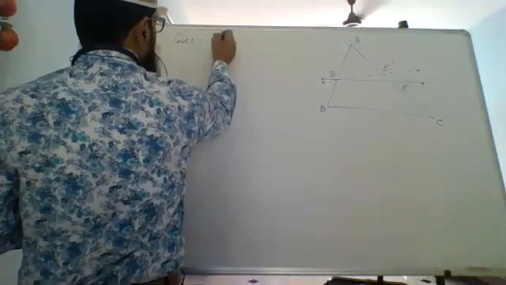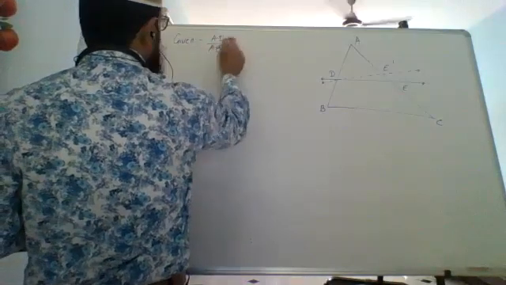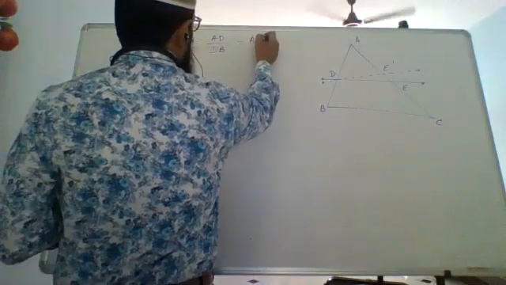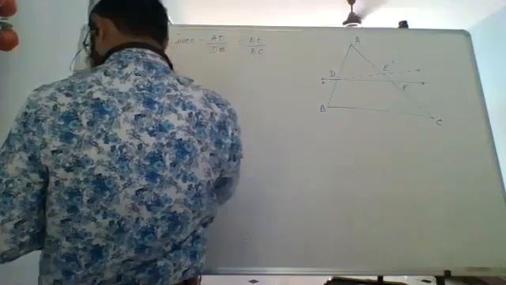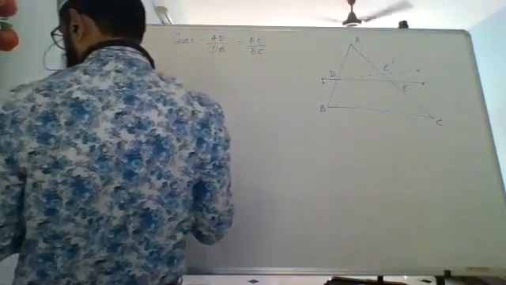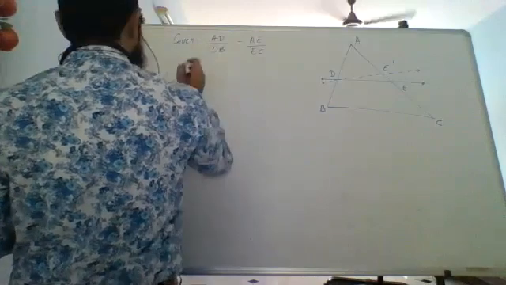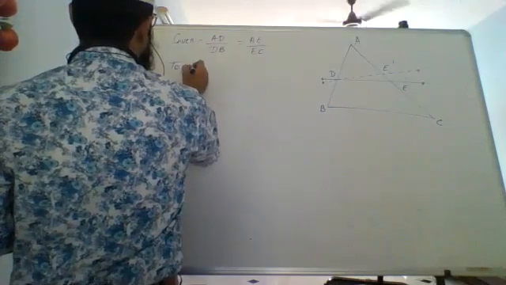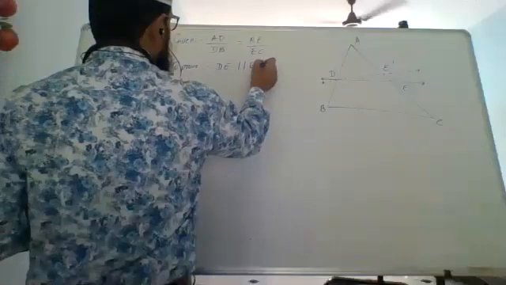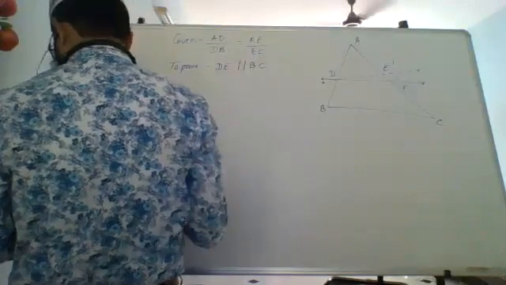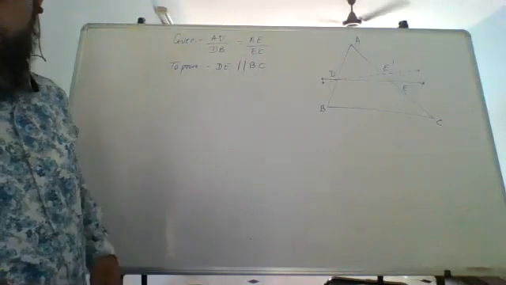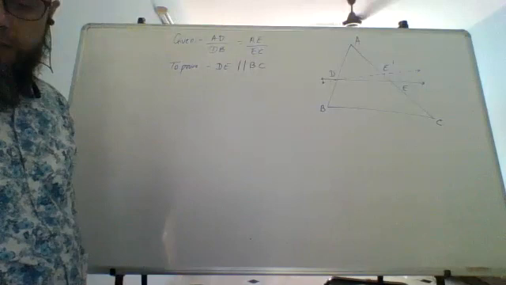Given to us is AD upon DB equals AE upon EC. This is given to us. And we have to prove DE is parallel to BC. That is what we have to prove.